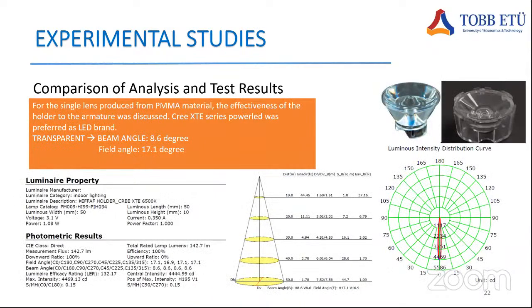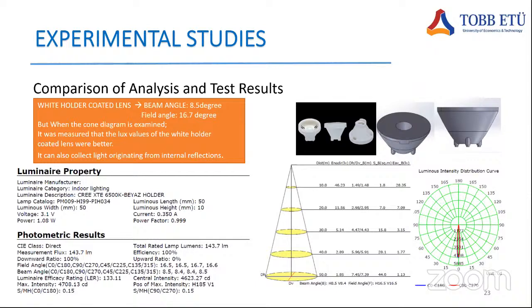For the single lens produced from PMMA material, the effect of the holder on the armature was discussed. The Cree XT-E series power LED was preferred as the LED brand. Transparent holder: beam angle 8.6 degrees, field angle 17.1 degrees. White holder coated lens, can you see? Beam angle 8.5 degrees and field angle 16.7 degrees. But when the cone diagram is examined, it was measured that the lux values of the white holder coated lens were better. It can also collect light originating from internal reflections.